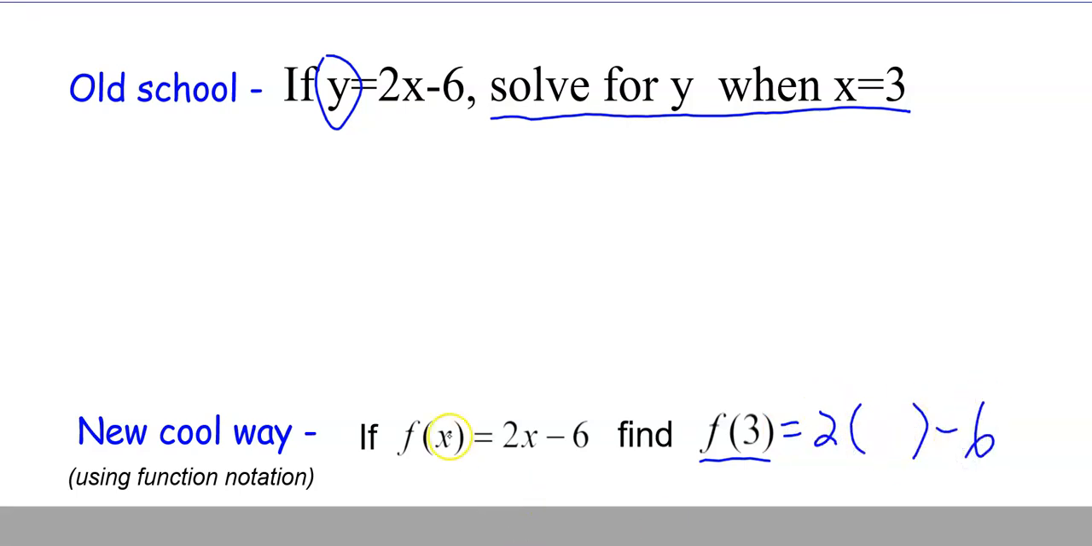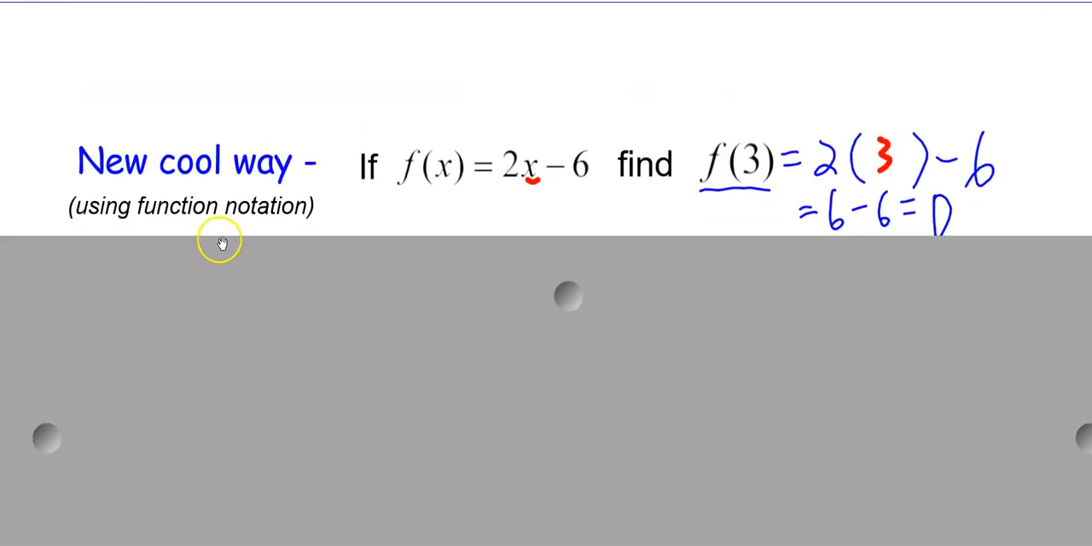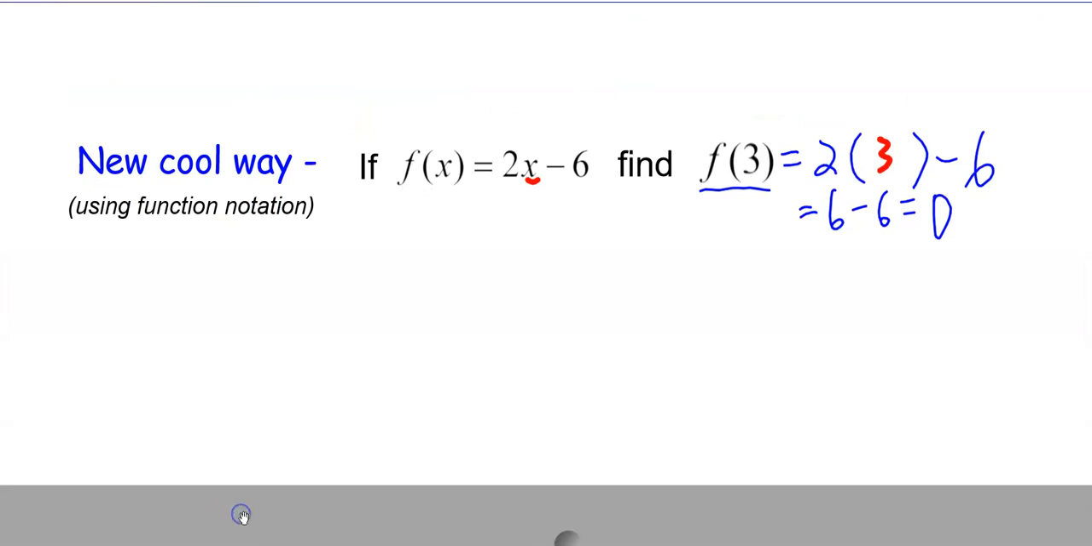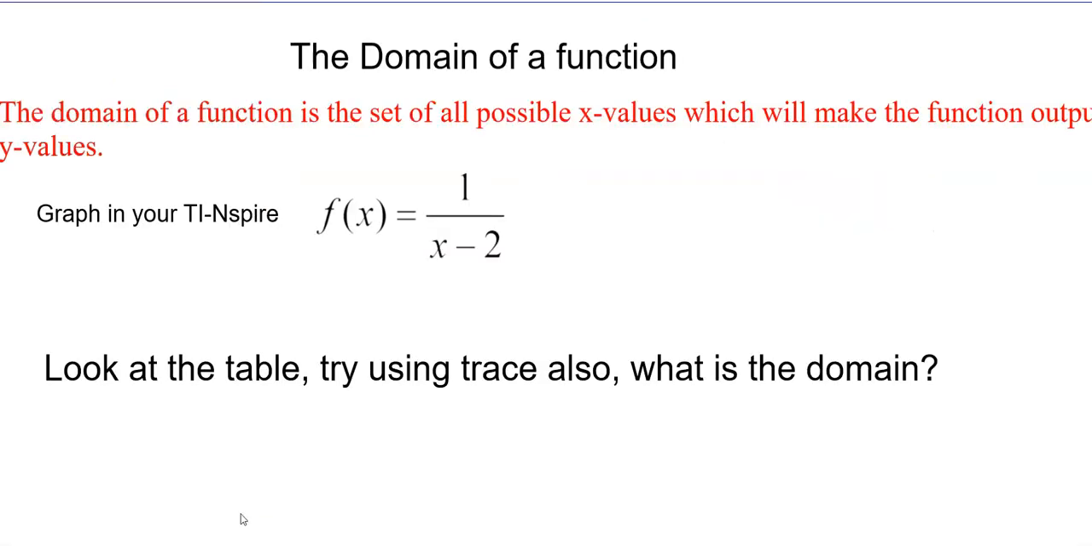Again, we're plugging in 3 everywhere there's an x. So right there, we're plugging in a 3. So we get 6 minus 6, which is 0. So f of 3 is equal to 0. So you can plug in, it's just a faster way of notating what to plug in where, basically.